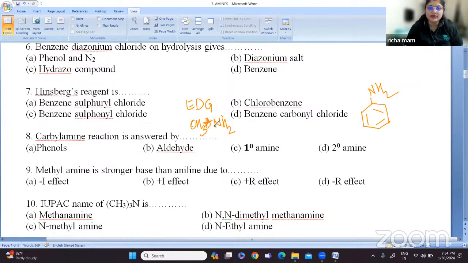So the electron density will be increased on nitrogen, due to the plus I effect. What is that? Methylamine is a stronger base than aniline.